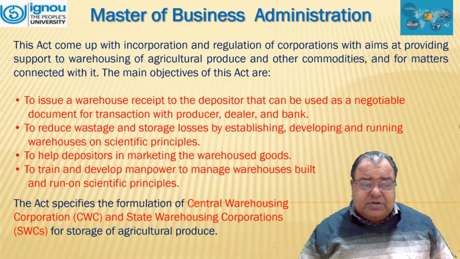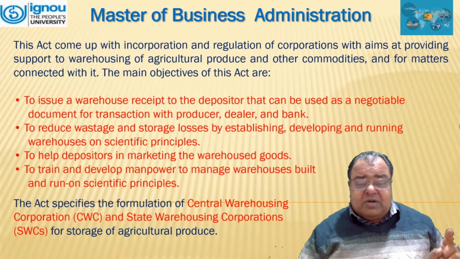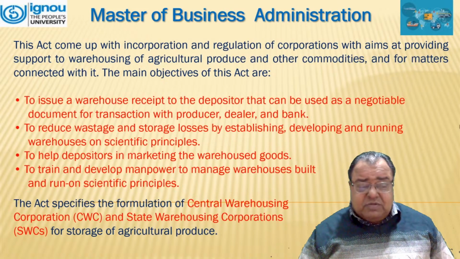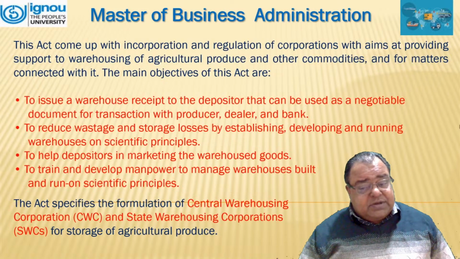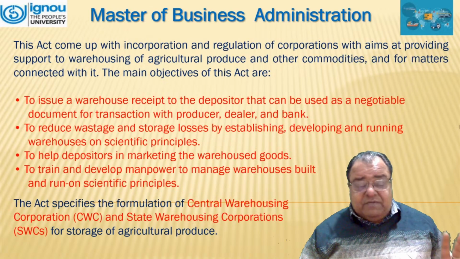Second one, to reduce wastage and shortage losses by establishing, developing, and running warehouses on scientific principles. Third one, to help depositors in marketing the warehouse goods. And the fourth one is to train and develop manpower to manage warehouses built and run on scientific principles. The Act specifies the formulation of Central Warehousing Corporation, that is CWC, and State Warehousing Corporations, SWCs, for the storage of agricultural produce.